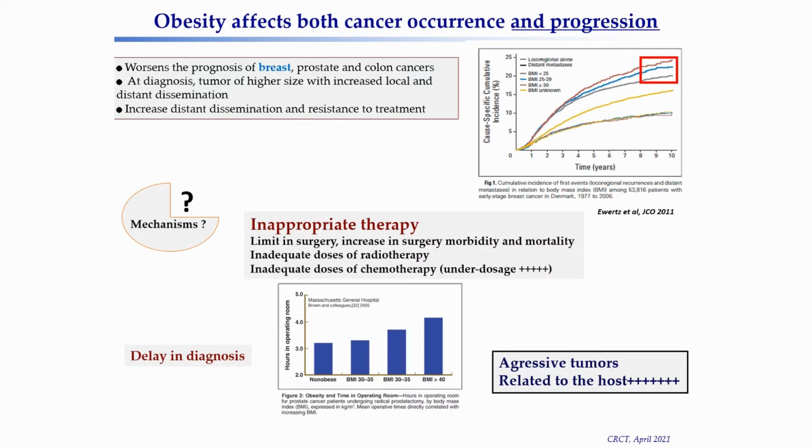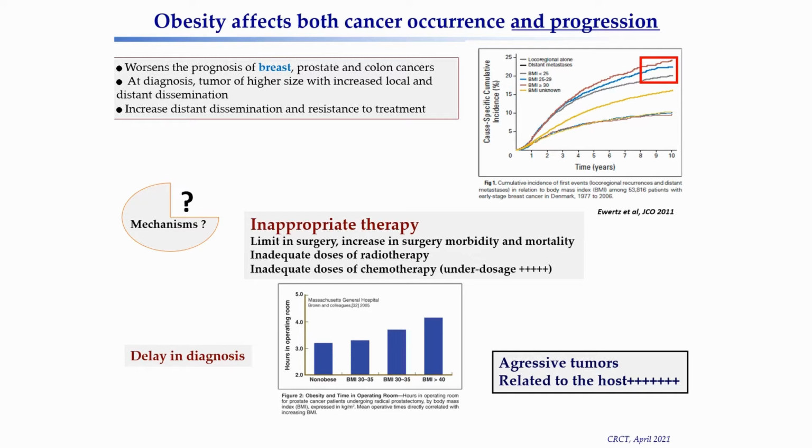The main interest of my team is to look at the role of obesity in cancer progression. It is now clear that obesity worsens the prognosis of breast cancer. It is clearly established, and also for prostate cancer and probably colon cancer. In prostate, you don't have any increase in cancer occurrence, but the cancers are more aggressive. In general, at diagnosis for both breast and prostate, there is a higher tumor size and increased local and distant dissemination.